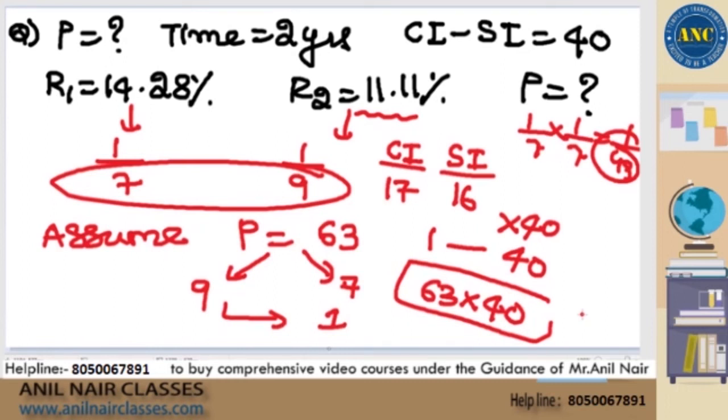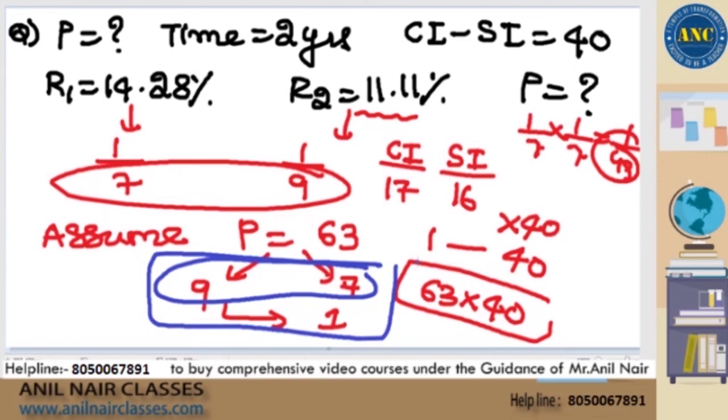Simple. Now, see here. SI for 2 years is 9 plus 7, 16. CI for 2 years is the total combination, 9 plus 7 plus 1, 16 plus 1, 17. For 2 years, 17. For 1 year, 16. Difference is 1. According to the question, 40. Do not worry. If you are not understanding this problem, take one more problem.